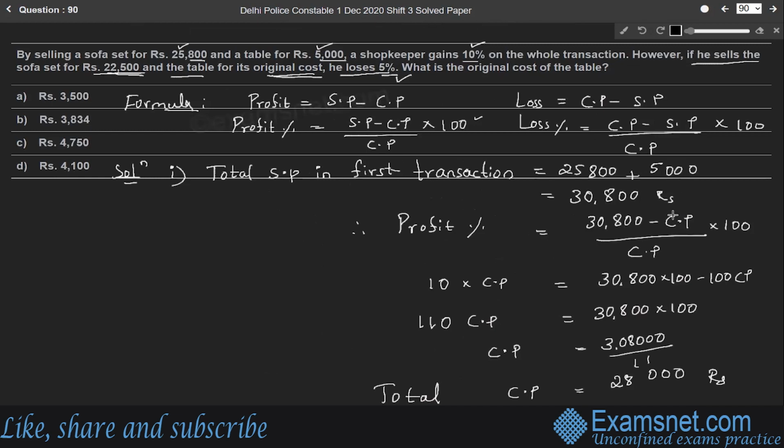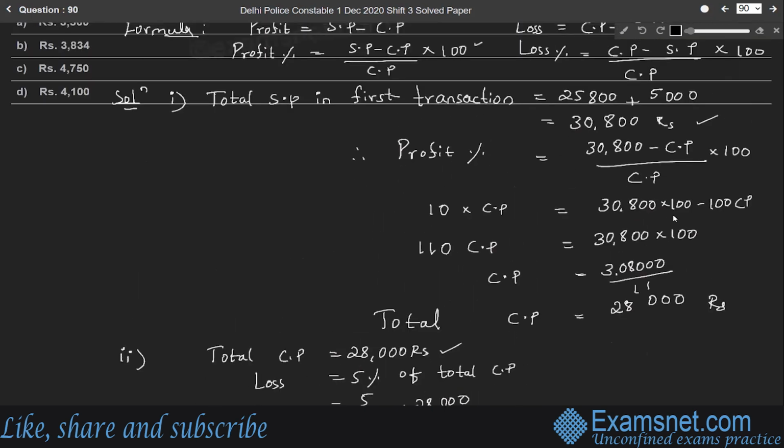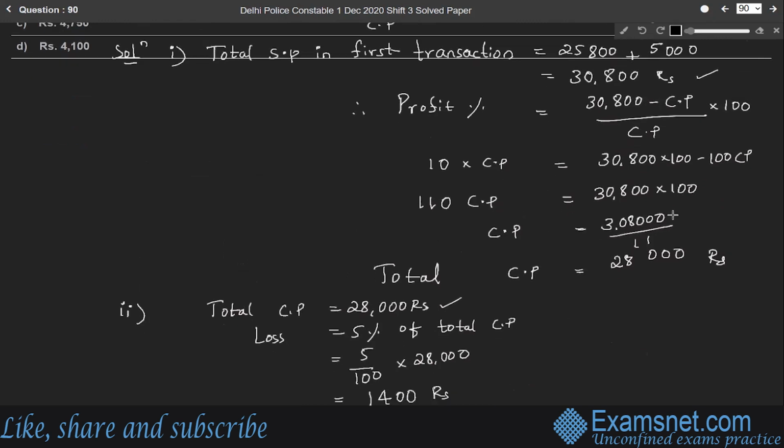So I'll repeat once again. In the given question, we are using the formula of profit, which is selling price minus cost price, and the profit percentage formula, and also the loss. Here the total selling price in the first transaction: the sofa set was sold for 25,800 rupees and the table for 5,000 rupees, so the total selling price was 30,800 rupees. And the profit percentage was 10%. Using that, we calculate the total cost price in the first transaction, right? Together for sofa and table, the cost price is 28,000 rupees.